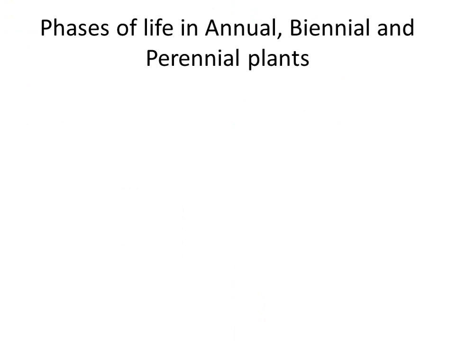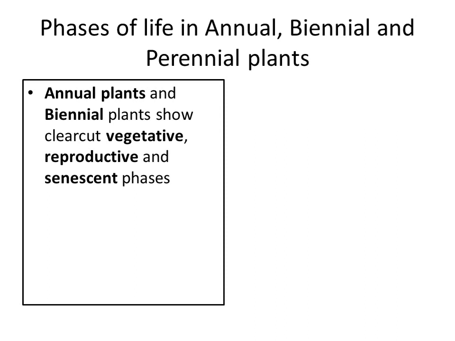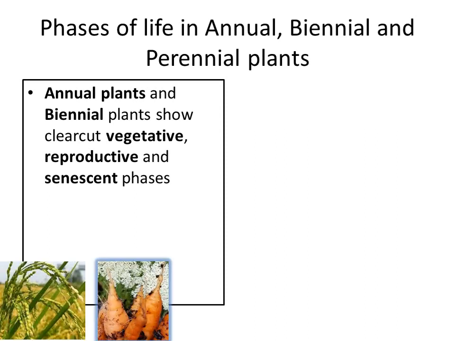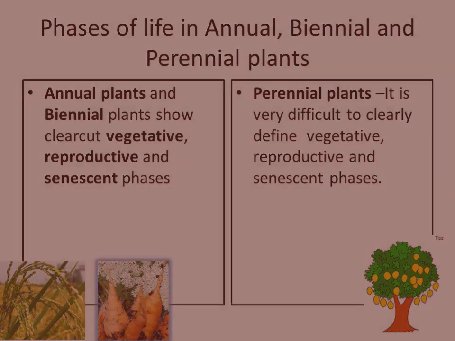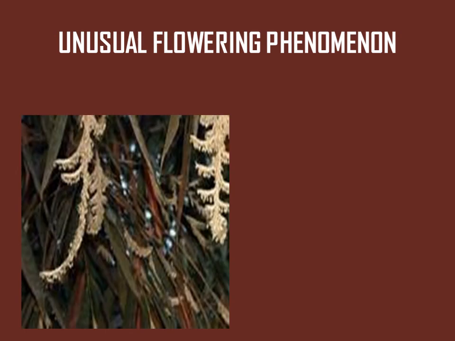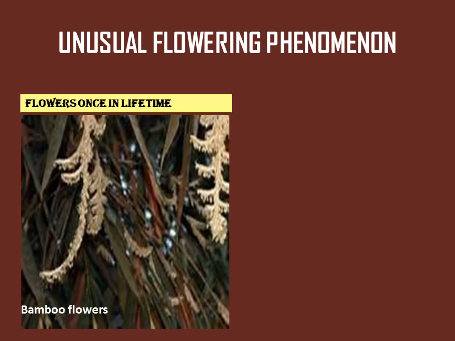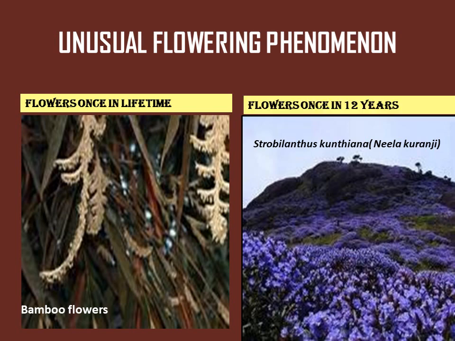Phases of life in annual, biennial, and perennial plants. Annual plants and biennial plants show clear-cut vegetative, reproductive, and senescent phases. Whereas in perennial plants, it is very difficult to clearly define vegetative, reproductive, and senescent phases. Unusual flowering phenomenon. Bamboo flowers only once in lifetime. Strobilanthes kunthiana flowers once in 12 years.